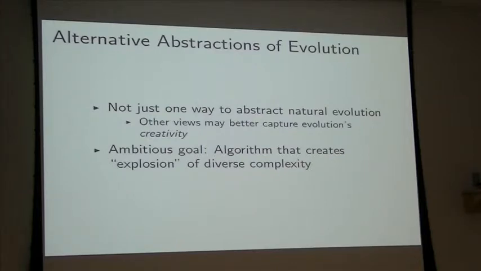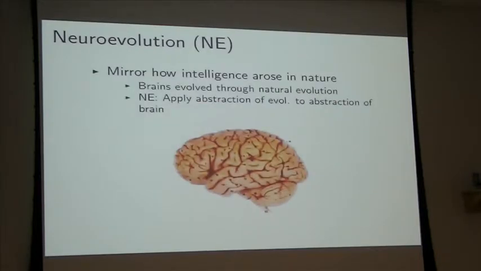So while an ambitious goal of optimization is to specify any target and then reach it, a different goal, but equally ambitious, is to create an algorithm that will create an explosion of diverse complexity in whatever domain you put it in. So it might not necessarily solve every problem, but you can imagine that you put it in some place and it will keep inventing new, novel things that are very complex and different. So what I want to do is talk about some experiments that explore this idea of alternative abstractions.